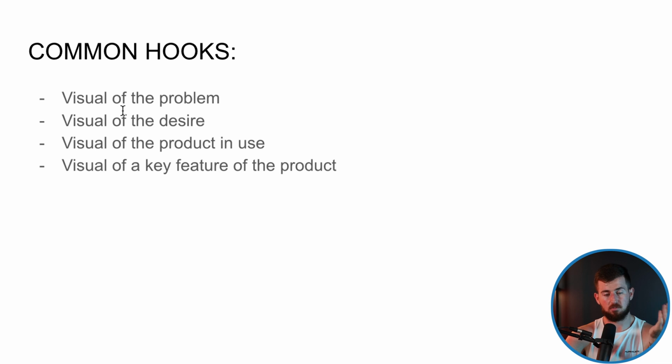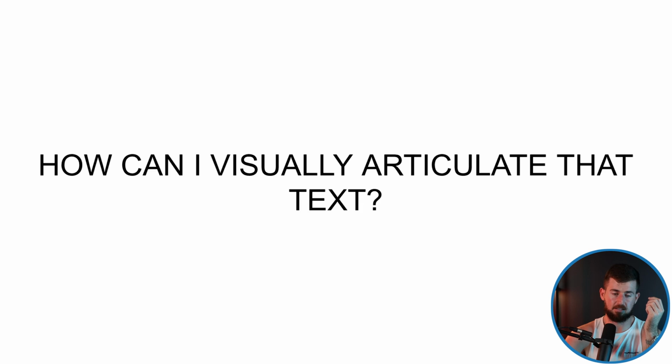Yeah. So visual of the problem, visual of desire, visual of the key product in use, visual of the key feature of the product. And those are just common things that I'm visually articulating. But the main thing I'm asking myself throughout that script, let's say you have a script where the hook is always going to be line 1, so line 1, line 2, line 3, line 4, line 5, is on each of those lines, how can I visually articulate that text?